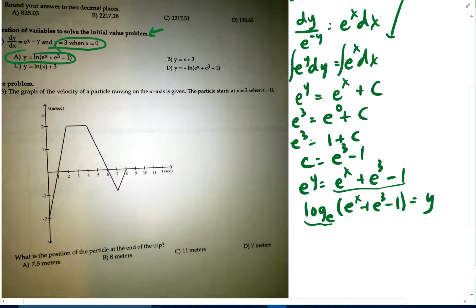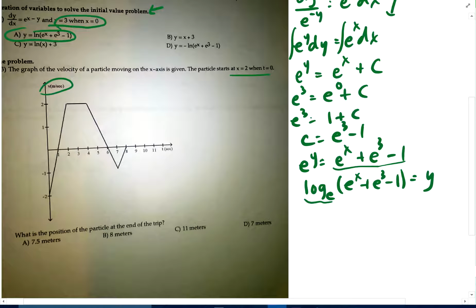This is velocity. Particle starts at 2 when t is 0, so that's the initial location. What's the position at the end of the trip? Well, the end of the trip, or its position, is going to be where it ends up. Where does it end up at the end of 8 seconds? Well, if it starts at 2, how far does it go?